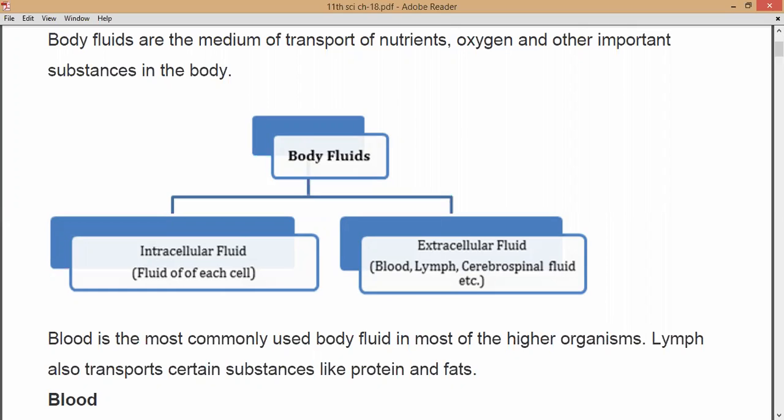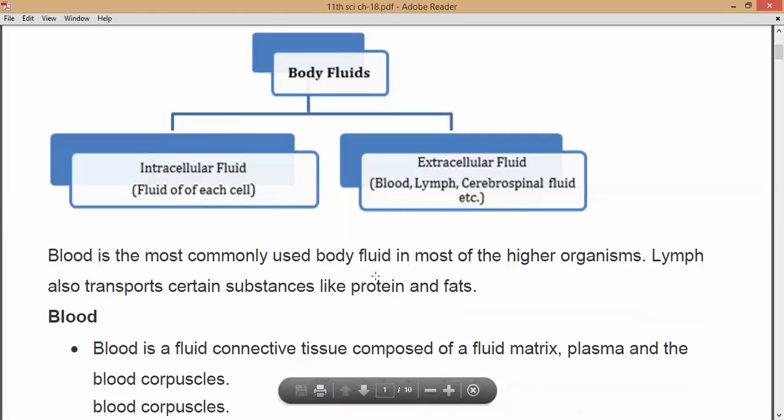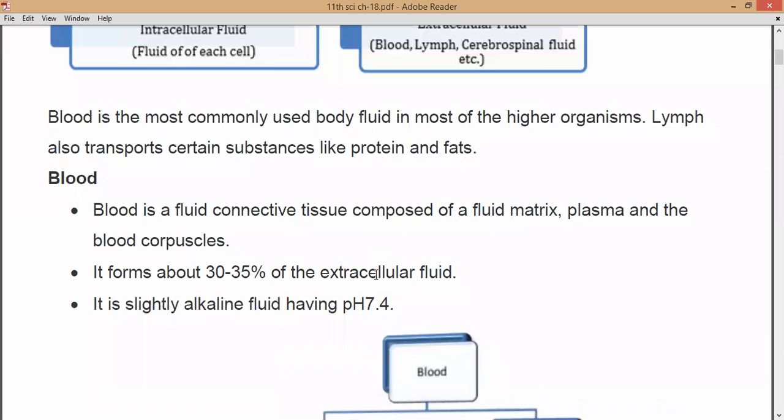First, we are going to see about the blood. Blood is the most commonly used body fluid in most of the higher organisms. Along with the blood there is also the presence of lymph, which is going to transport several substances like proteins and fats. So the blood as well as the lymph are both responsible for transporting several necessary substances like proteins and fats to different parts of your body.